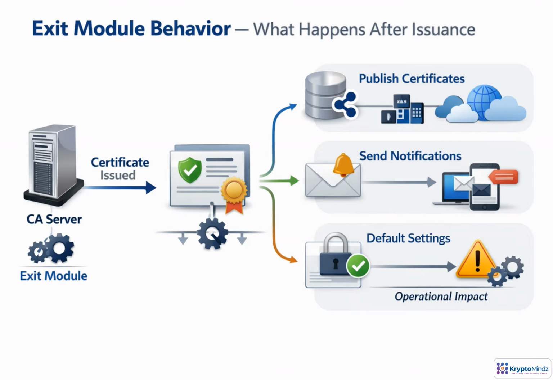After a certificate is issued, the exit module controls what happens with it. It can publish the certificate to directories or repositories, trigger alerts or emails to systems and users, or update external applications that depend on that certificate. Most organizations keep the default behavior, but any change can affect how quickly certificates become discoverable or whether relying systems are notified. Treat exit module changes like code. Test them carefully before deploying to production.